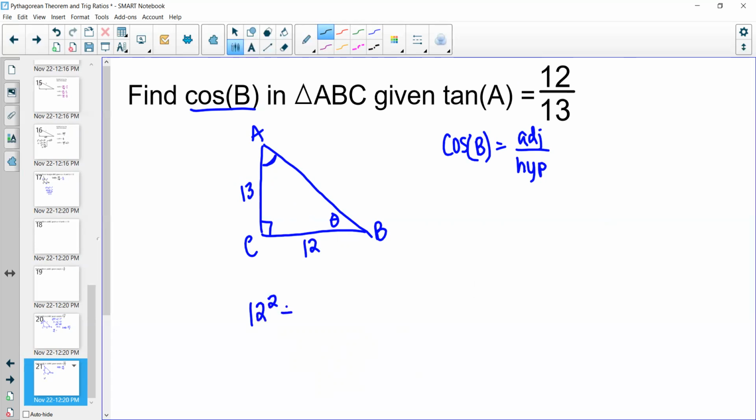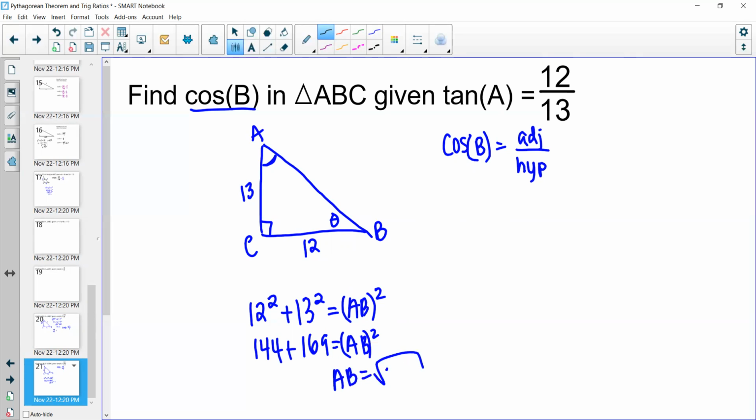So again, that Pythagorean theorem comes into huge play here as we're trying to figure out what that length of AB is. So we can do 12 squared, which is 144, plus 13 squared, which is 169, is equal to AB squared. And as we do that, 144 plus 169 equals 313. So as we square root that 313, what we end up getting for AB is the square root of 313, which is approximately 17.69.